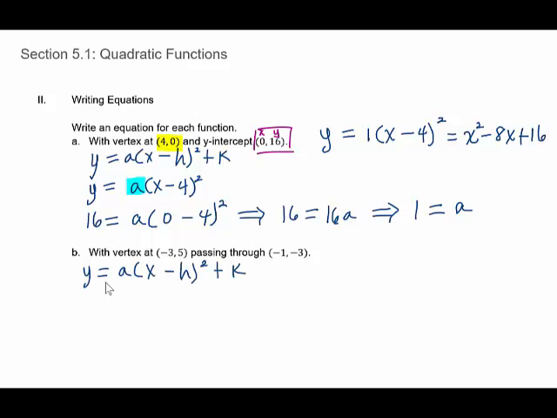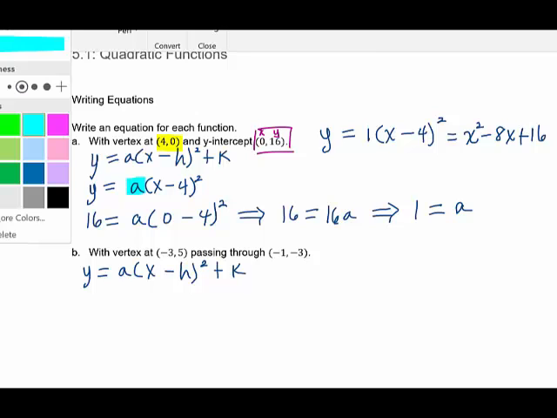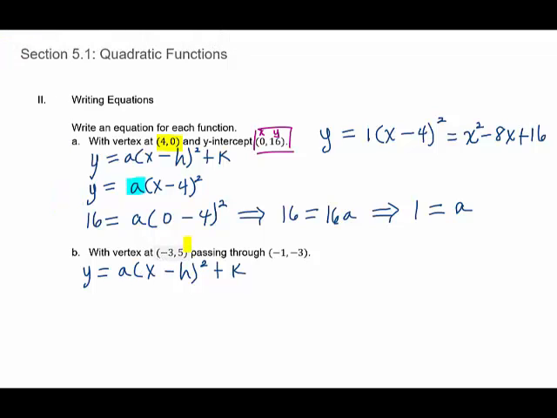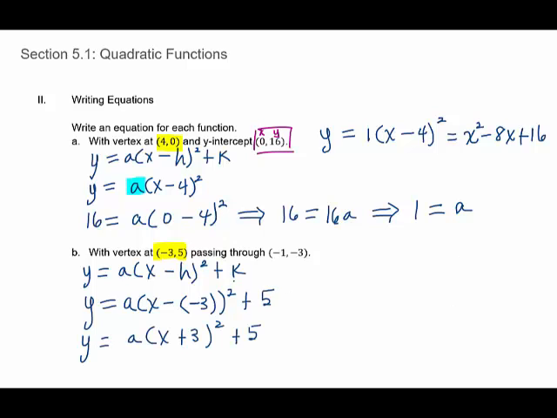And let's try another example. This second parabola has a vertex of (negative 3, 5) and passes through the point (negative 1, negative 3). Okay, so we'll start like we did on the last example, where we're going to substitute the coordinates of the vertex for h and k. In this case, h is negative 3 and k is 5.